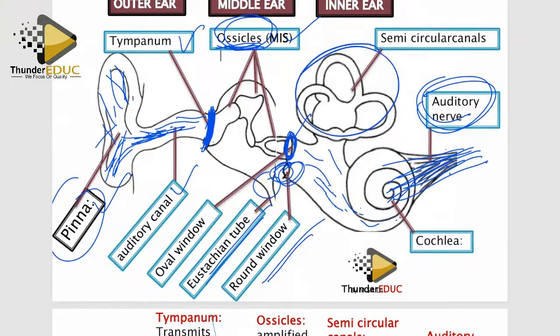We have not talked about the semicircular canals because semicircular canals is not hearing. That's the balance. We're going to look at it separately.